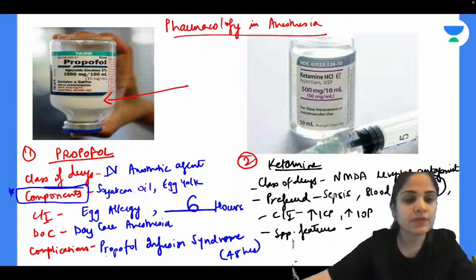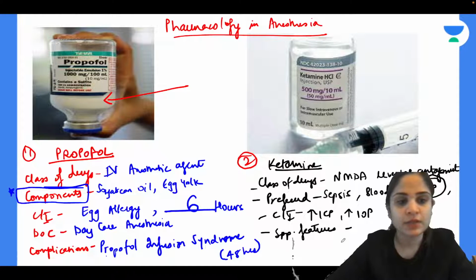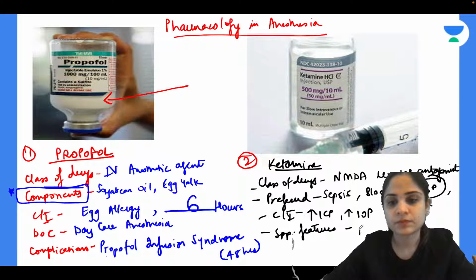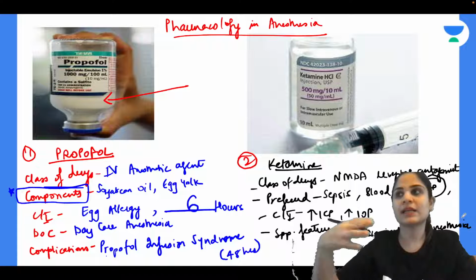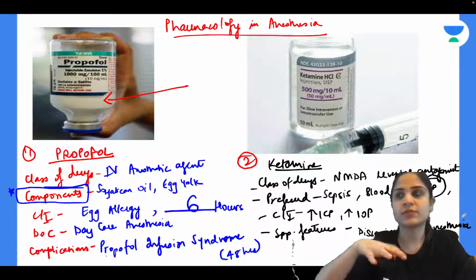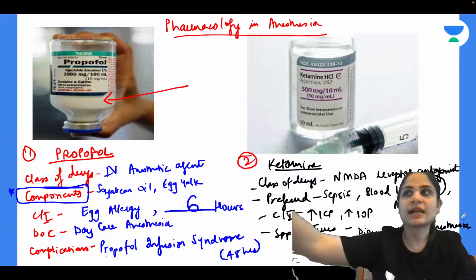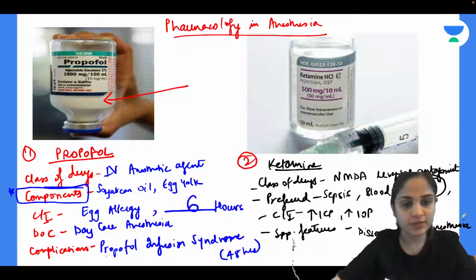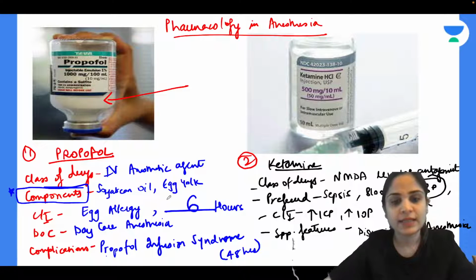Any specific features about ketamine? Combat healer has mentioned dissociative anesthesia. What is dissociative anesthesia? You feel like physically you are not a part of yourself, you're standing outside your body. That is the feeling that you get. And anything else specific that you see with ketamine?